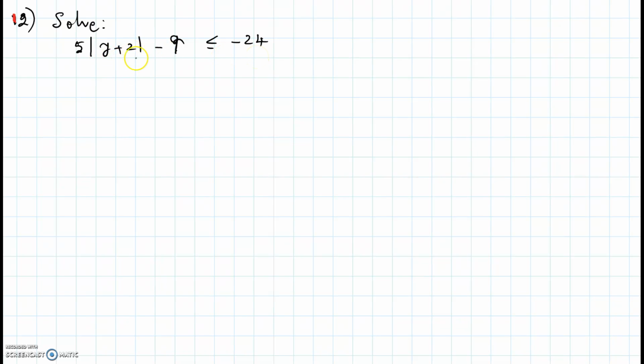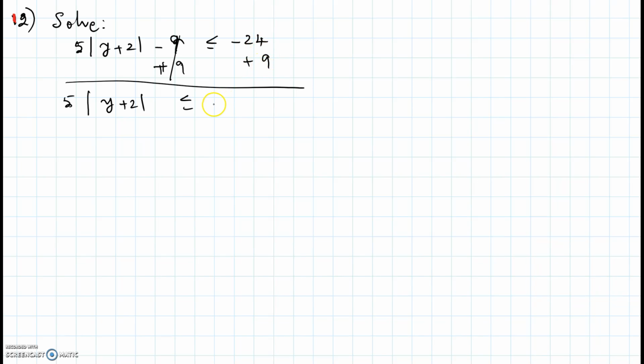Anytime you see an absolute value expression along with another number, plus or minus, you have to isolate the absolute value expression on one side. To do that, we are going to add 9 to both sides. So we will have 5 times the absolute value of y plus 2 is less than or equal to negative 24 plus 9, that will be negative 15.